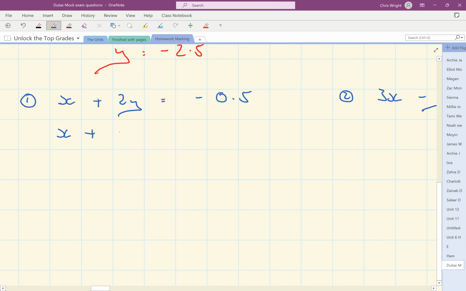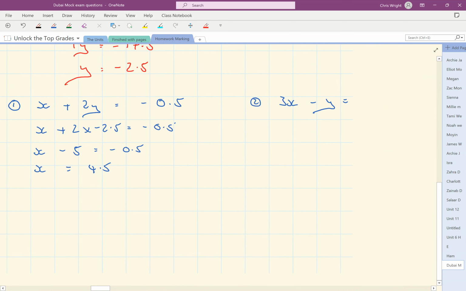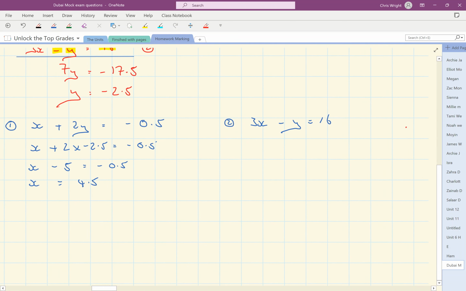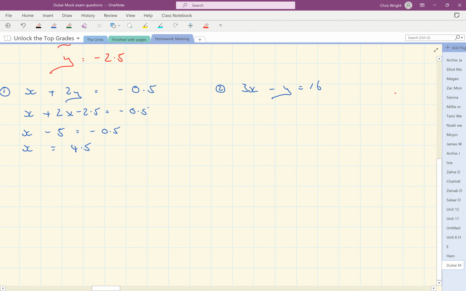x plus 2 times minus 2.5 equals minus 0.5. x minus 5 equals minus 0.5, plus 5 to both sides. x equals 4.5. Now let's check our answer by substituting that value of y into equation 2 and seeing if we get the same answer for x.